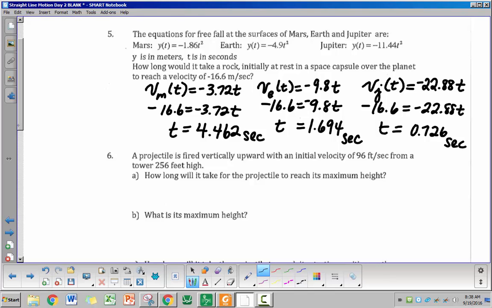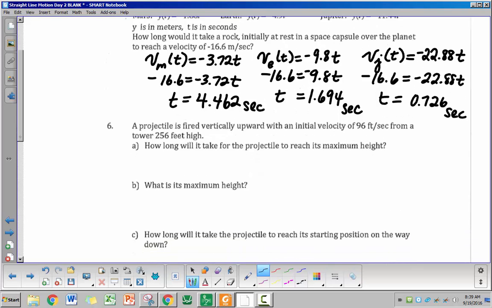Obviously, which one gets to the surface faster? Jupiter, because it has the highest acceleration, doesn't it? If you think about it. And then Mars, it's going to be a little pokey getting to the surface. Or it's going to take its little time.